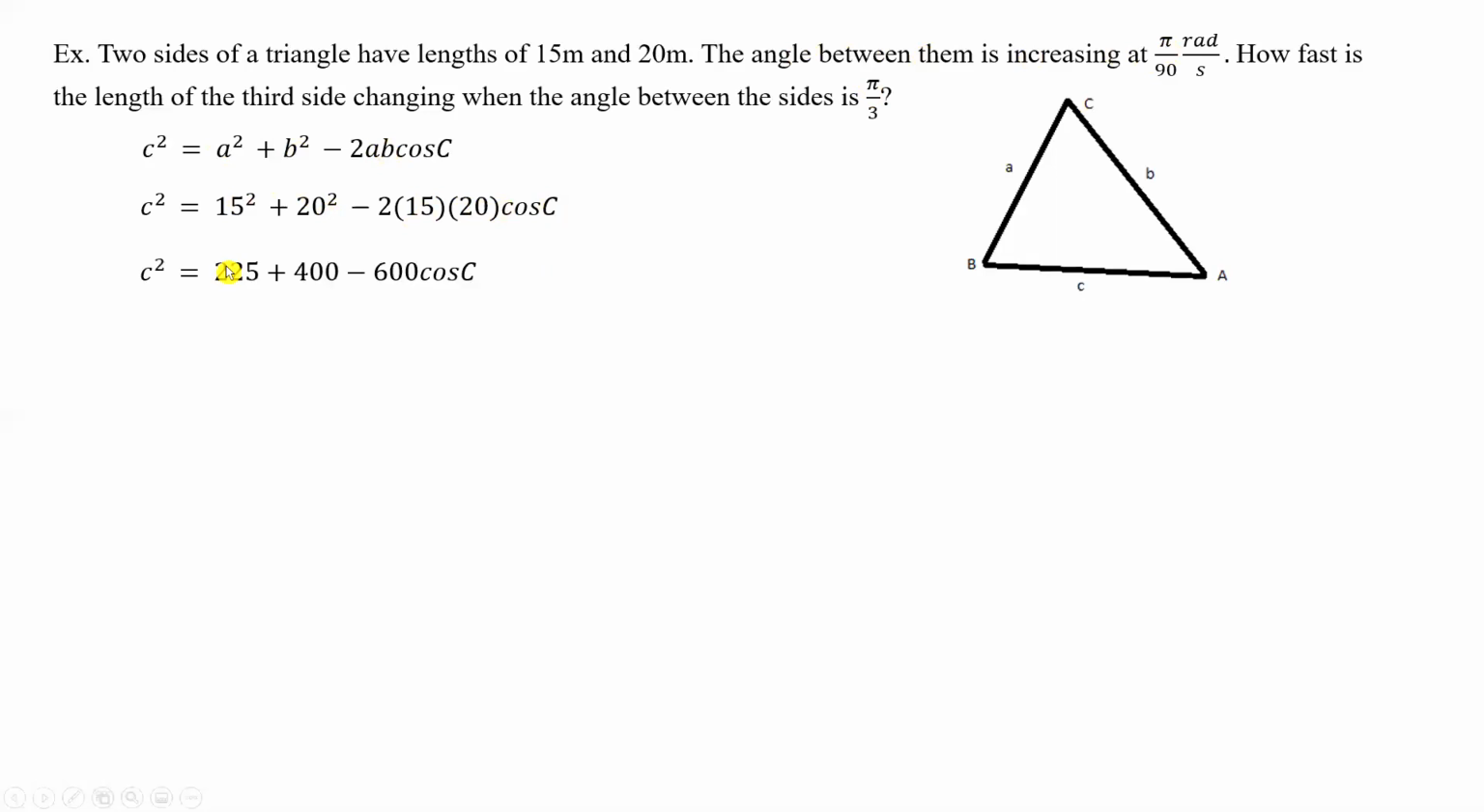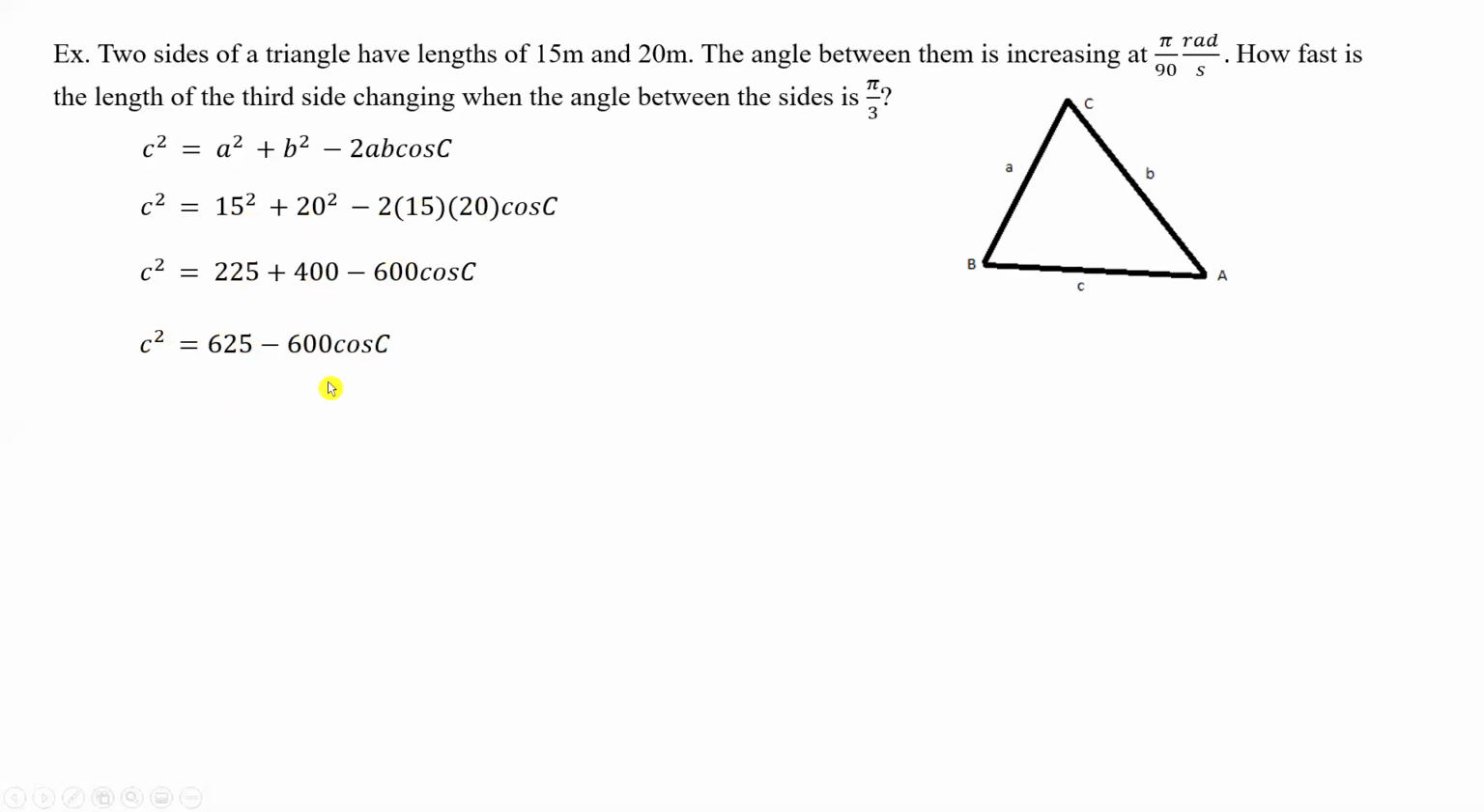Let's clean this up. 15 squared, 225. 20 squared, 400. 2 times 15 times 20, 600. 225 plus 400 is 625. And we'll stop there. If you were tempted to subtract 600 from 625, you'll realize that because there's a cosine C attached to the 600, we cannot do that. So this is as simple as this equation is going to get.